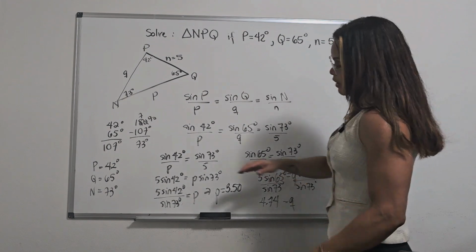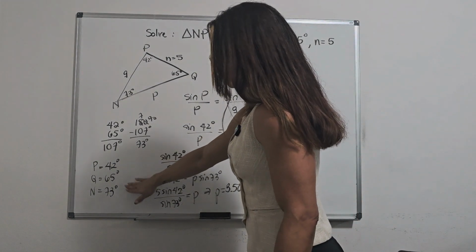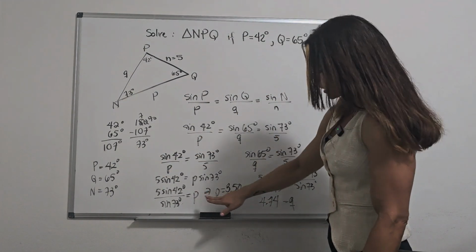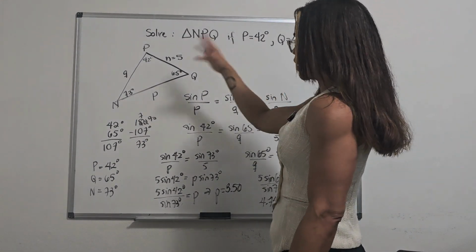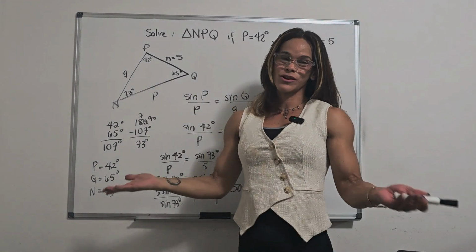And there we go. We have the measurements of the three angles and the three sides: P, Q, and N, which was already given. So we have all the angles, all the sides, and we solved the triangle.